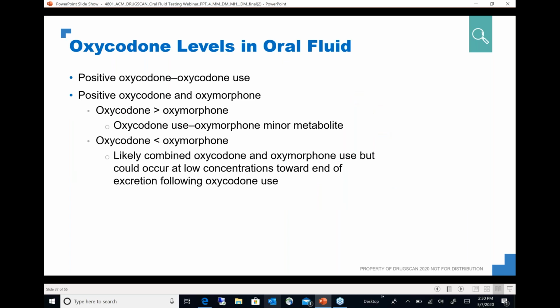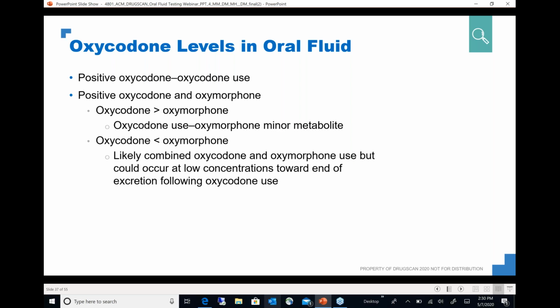Positive oxycodone in an oral fluid result means the individual used oxycodone. If you find oxycodone and oxymorphone, where the oxycodone is greater than the oxymorphone, this is indicative of oxycodone use, where the oxymorphone is a minor metabolite. If oxycodone is less than the oxymorphone, it's likely the combined use of oxycodone and oxymorphone.